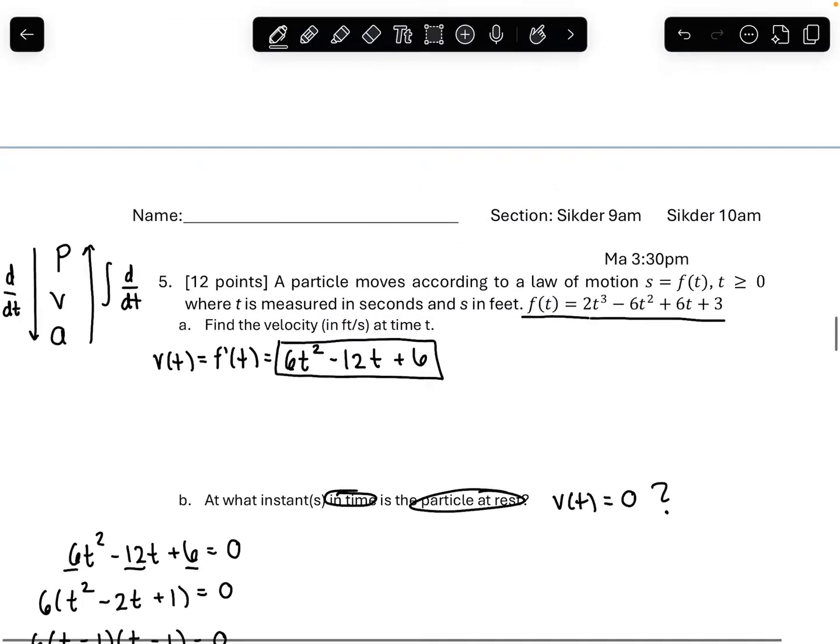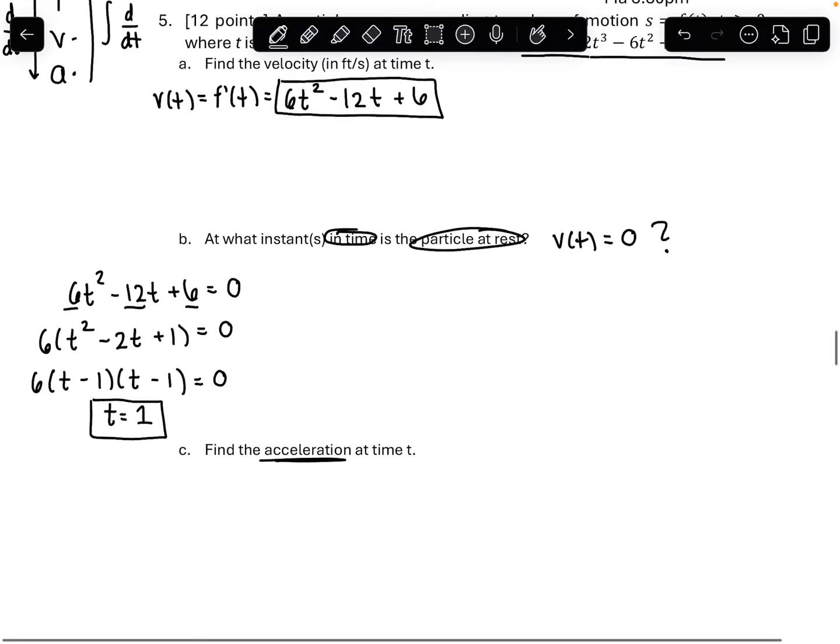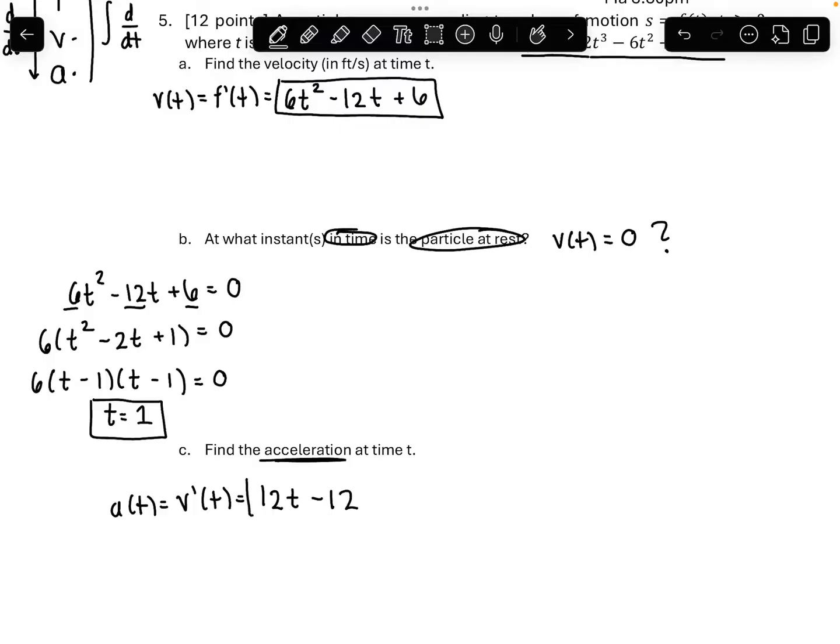Acceleration. Well, let's go back up to our chart. We have velocity, and we want to get to acceleration. So we take a derivative of velocity. So acceleration at time t will be the derivative of the velocity, which will give us 12t minus 12.